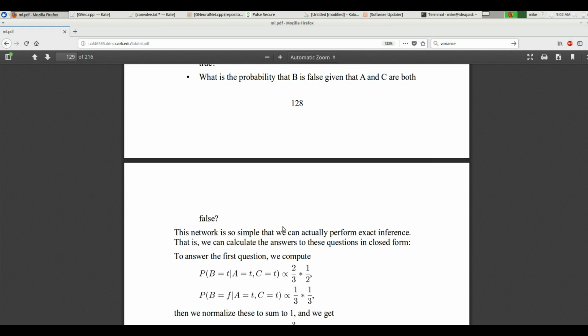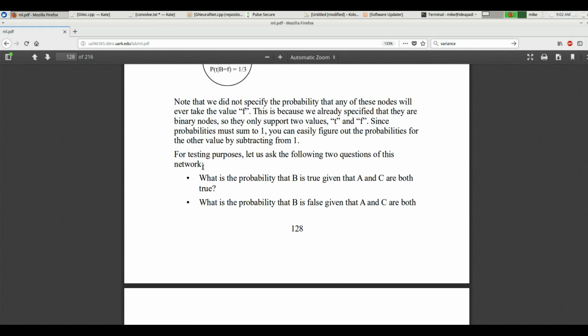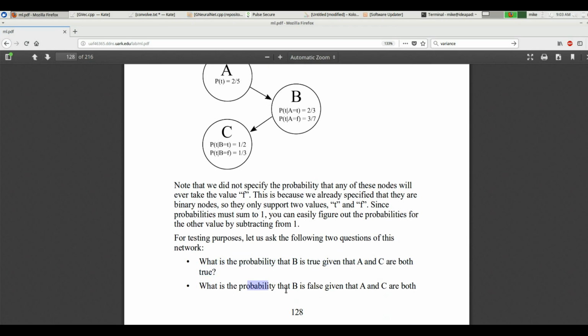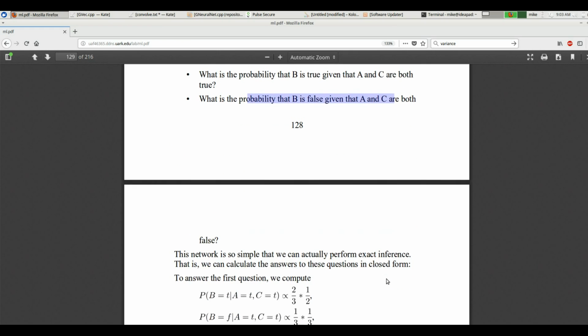Okay, so let us look at the answer. For testing purposes, let us ask 2 questions of this network. What is the probability that B is true given that A and C are both true? So I'm going to say, even though I have these probabilities, what if I ignore them now and clamp them to be true? So A is clamped to be true and B is clamped to be true. What is the probability that C will be true? It says probability B is true given A and C are true. Yeah, oh, did I ask that? Oh, I did say that. Well, that's a harder question. And what is the probability that B is false given that A and C are both false?